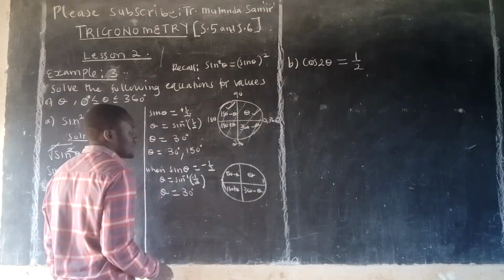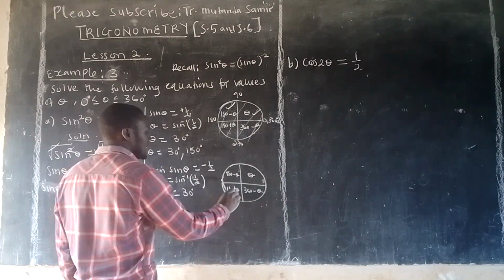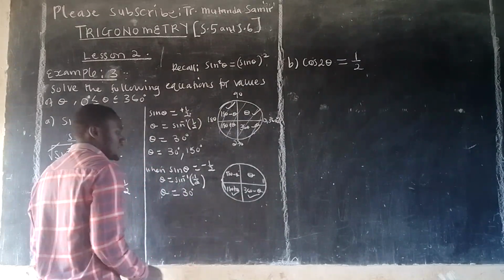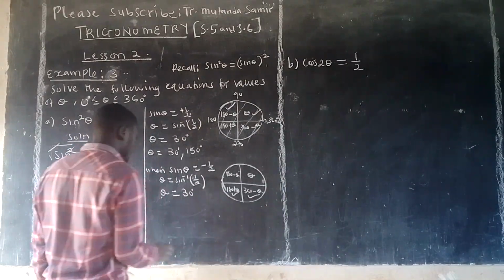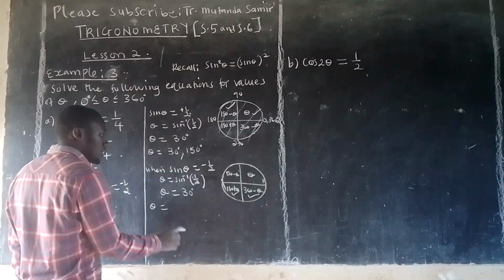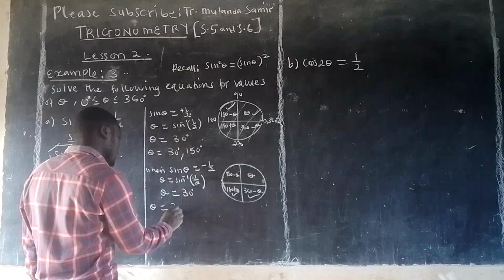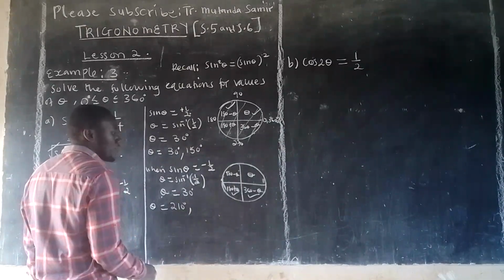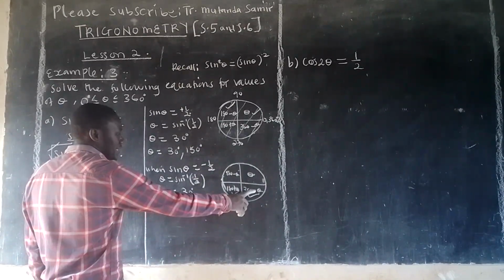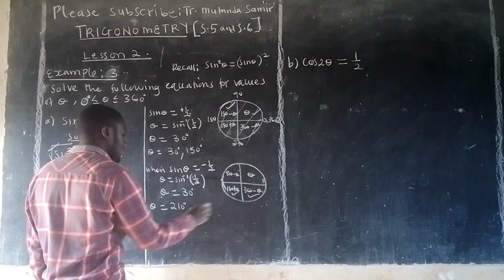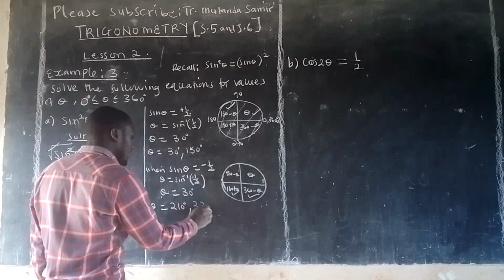Let's see, where is sine negative? Sine is negative there and there. So therefore, the answer should be this and that. Now, our theta will be equal to, the first answer is 180 plus theta. This is 180 plus 30, that is 210 degrees, comma. The next answer is 360 minus theta, which is 360 minus 30, that will be 330.